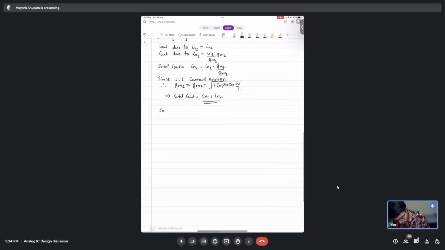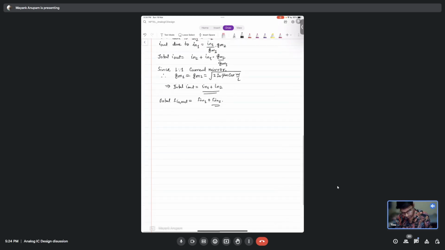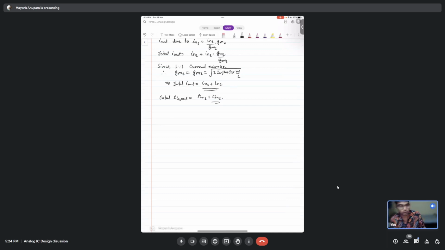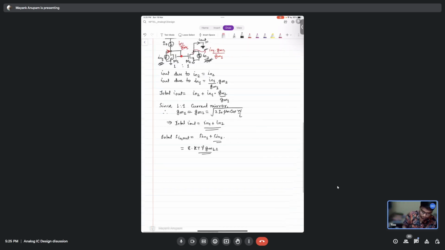So the total noise spectral density S_I,out is equal to S_I1 plus S_I2, correct? And since both are equal, S_I1 equal to S_I2, that will be equal to 8 kT gamma gm1 or gm2, whatever you want to say, correct? Fine. So this is the condition here.